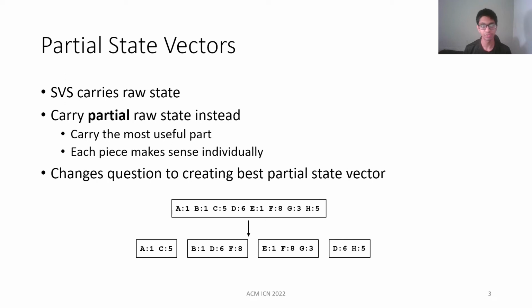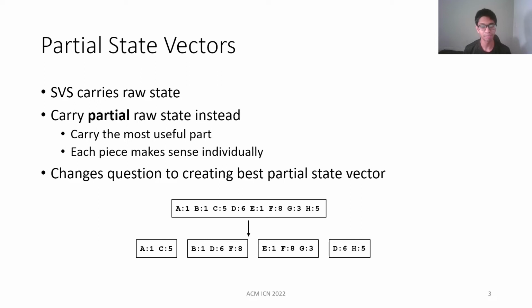To fix this issue, we create this notion of a partial state vector. SVS carries raw state and it carries the entire state in every sync interest. Instead of that, we carry only a partial raw state inside every sync interest. And by that, we can carry only the most useful part inside every sync interest.